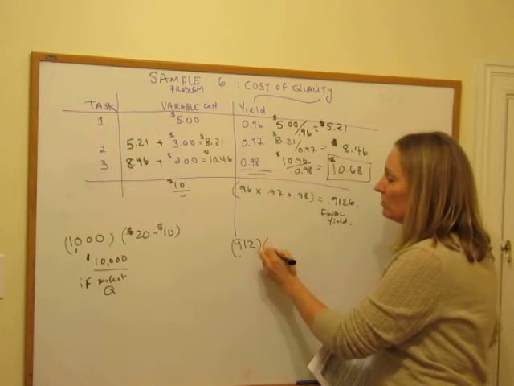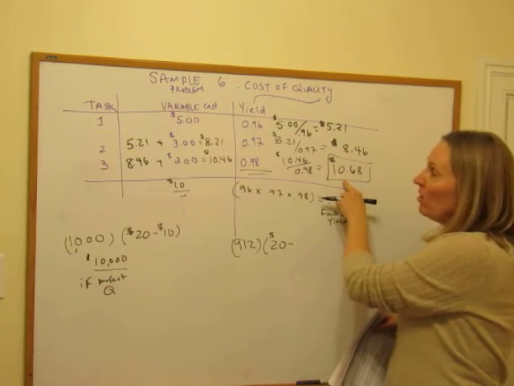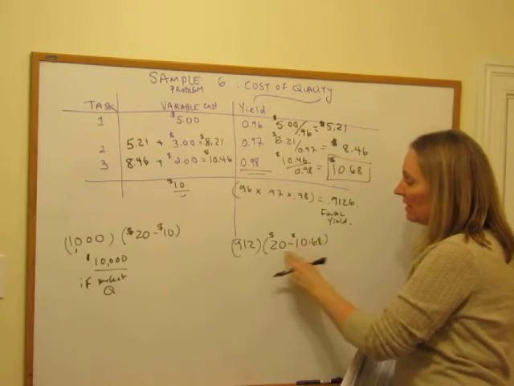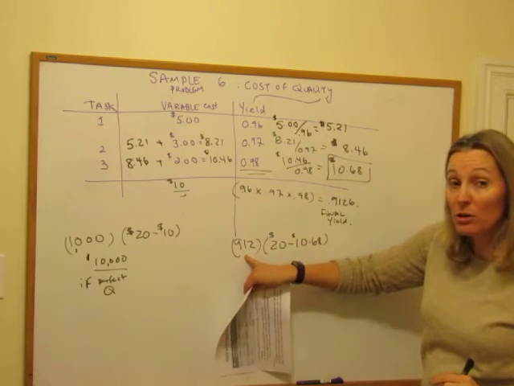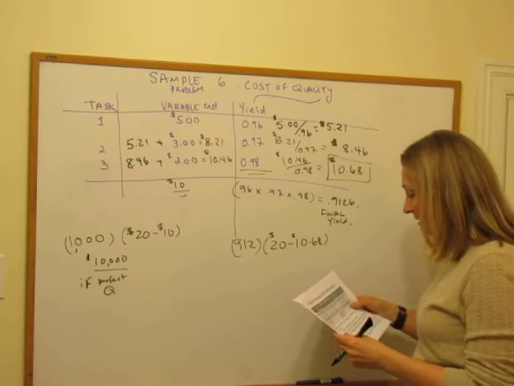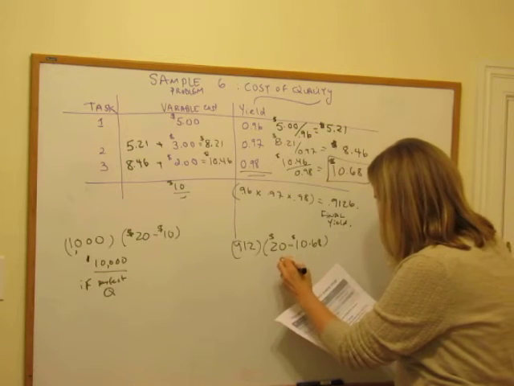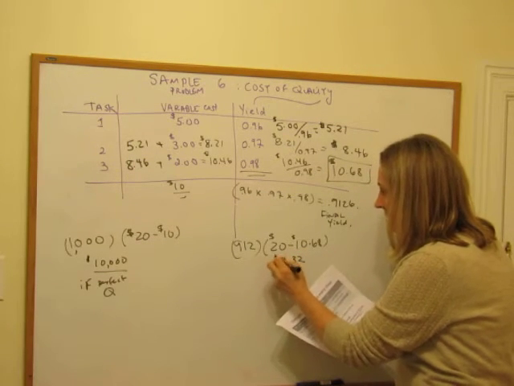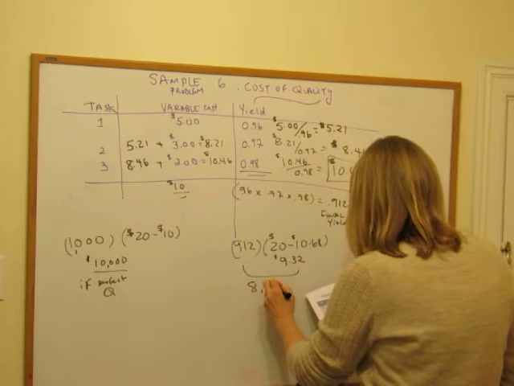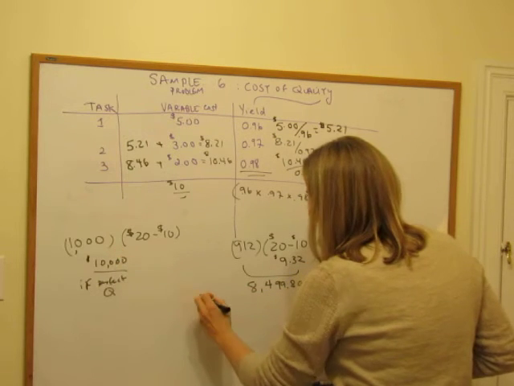And what is our contribution margin? Well, we sell them for $20, but now our total variable cost is $10.68. So we're making fewer good products we can sell, and each one we sell we're actually making less money on. What we're making on it is $9.32 times 912, and this would give us $8,499.80 instead of this $10,000.